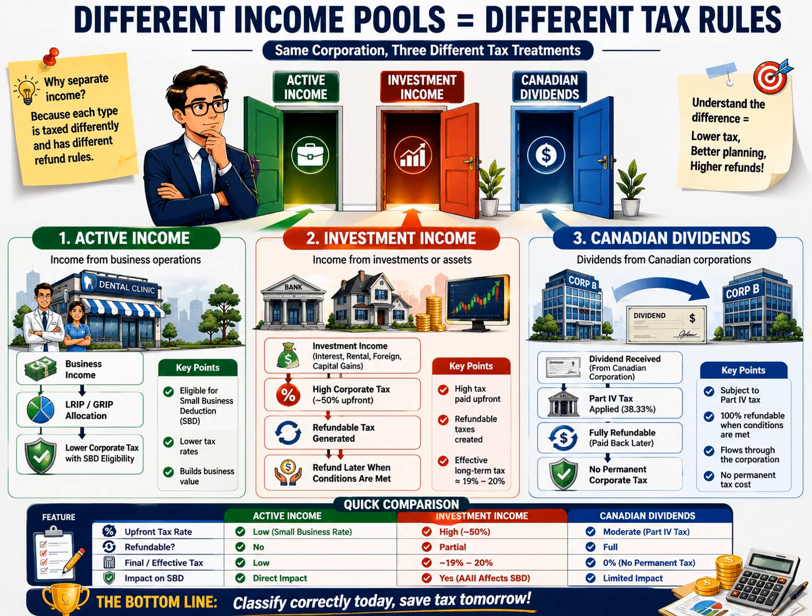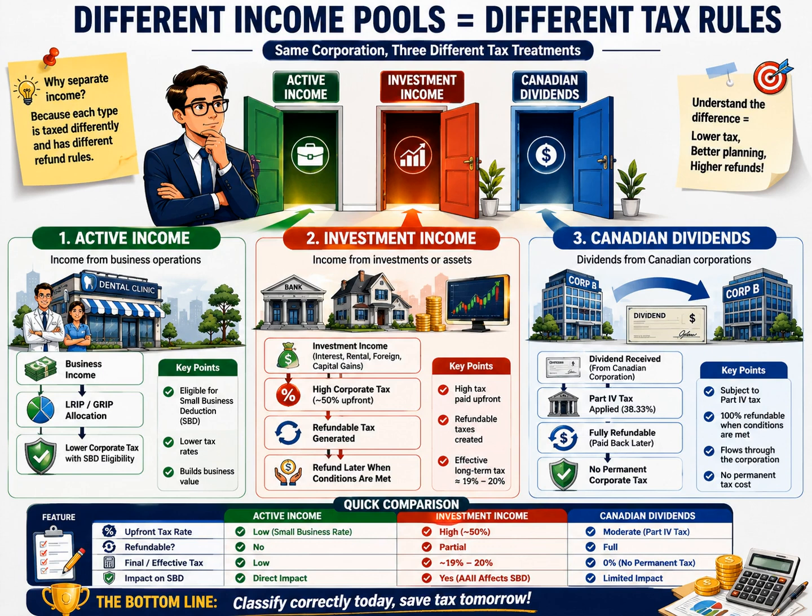Let's start with active income on the left. This is income earned from normal business operations, such as running a dental practice, retail store, consulting business, or professional corporation. Active income is generally eligible for the small business deduction and is taxed at lower corporate tax rates. After being allocated to the appropriate income pool, such as LRIP or GRIP, the corporation benefits from preferential tax treatment designed to encourage business growth and reinvestment.